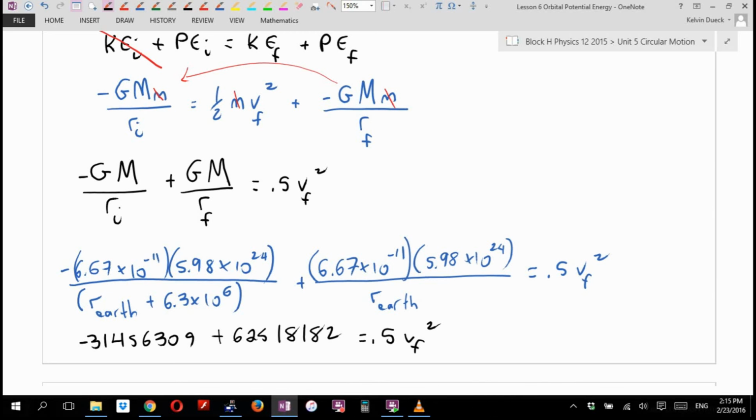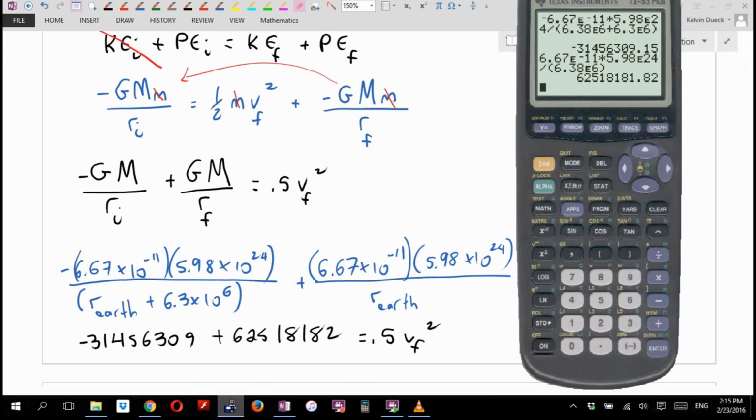But now, how can I combine the left side into one number? And here's the nice thing. I have this second number stored on my calculator already, do I not? So I'm actually just going to go like this. That number, take away 3,145,609. I missed a number, thank goodness. 3,145,609. That equals 0.5 V final squared.